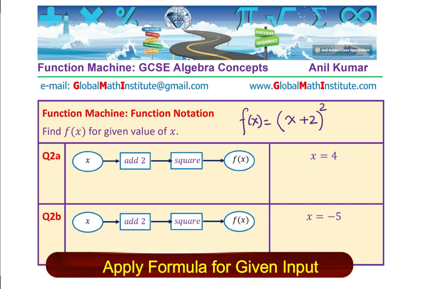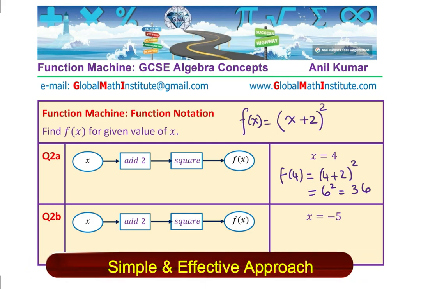Now if you apply this formula for 4, then f of 4 will be equal to 4 plus 2 whole square, and that is indeed 6 square or 36, correct? So we expect 36 as an output using this formula when the input is 4. Are you there with me? Do you get it, right?